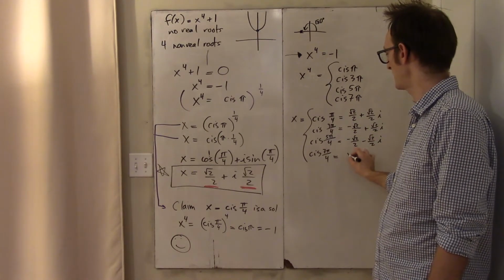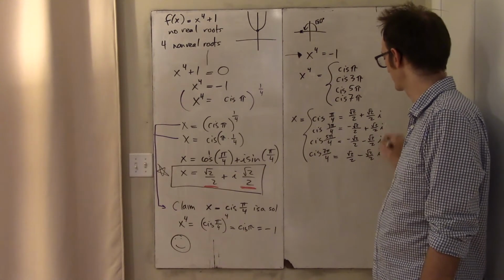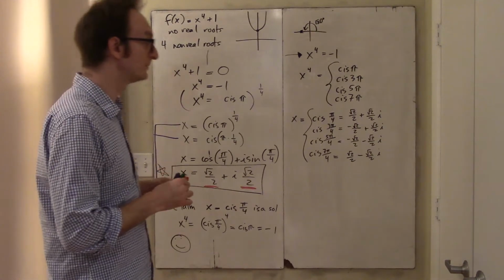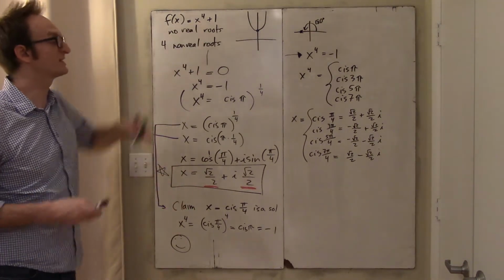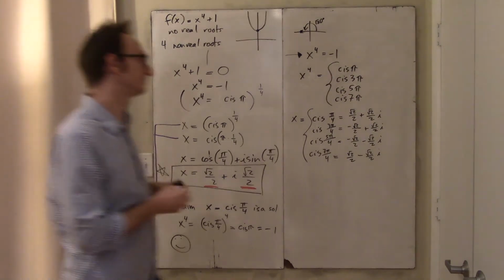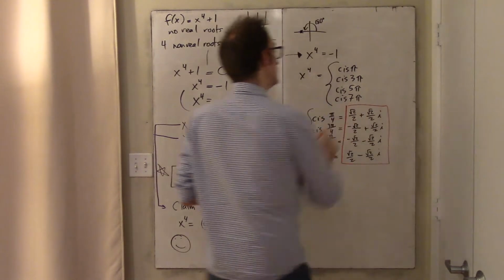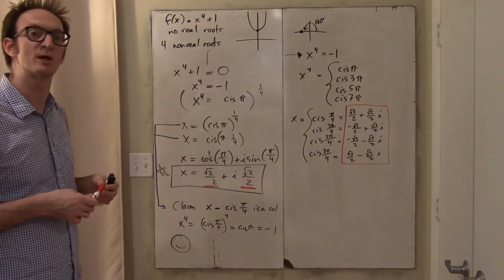And this one is root 2 over 2 minus root 2 over 2i. And so, if your goal was, and this was our goal, to find the four complex roots of this polynomial written in standard form, we are done. These are the four answers. Okay. The last thing to do is to try to get some kind of visual understanding of this.